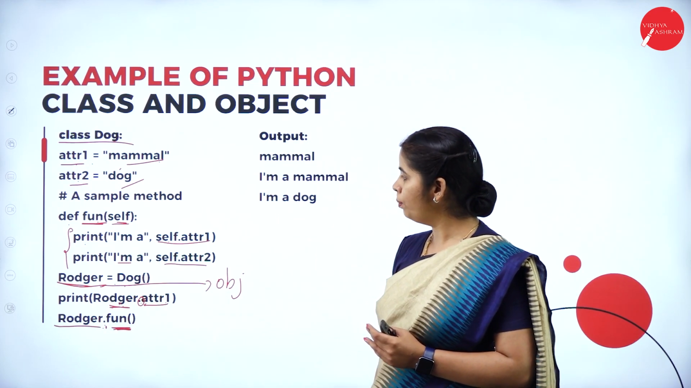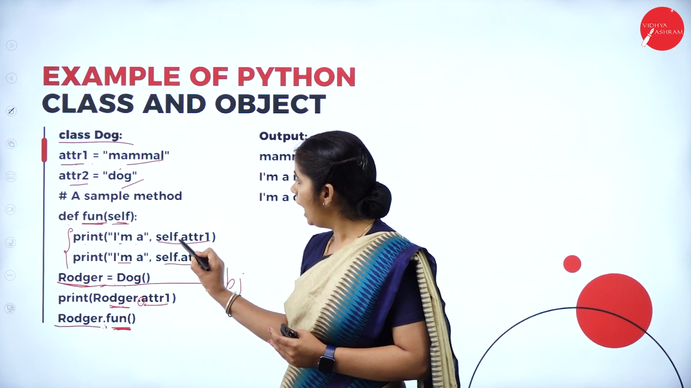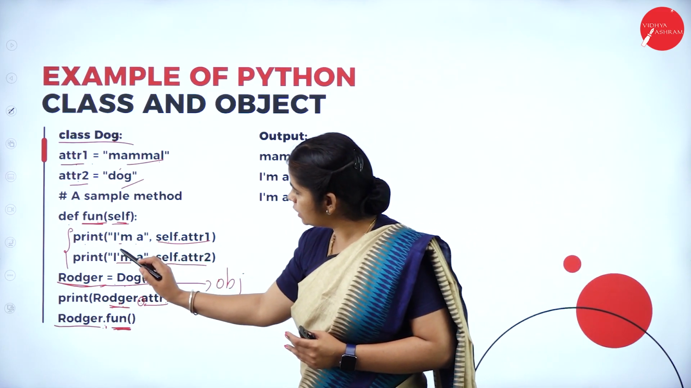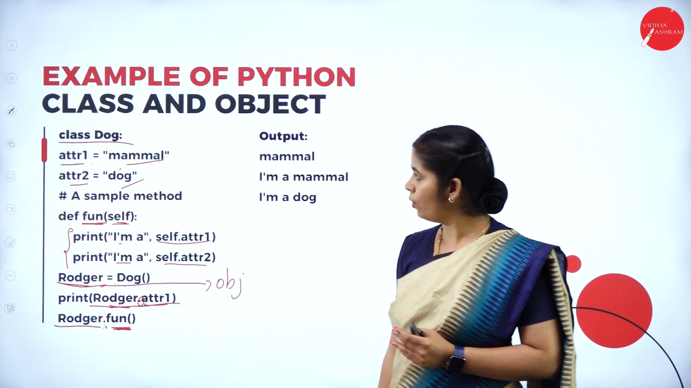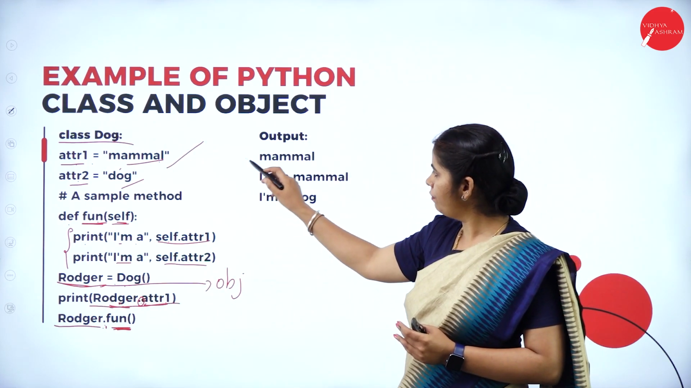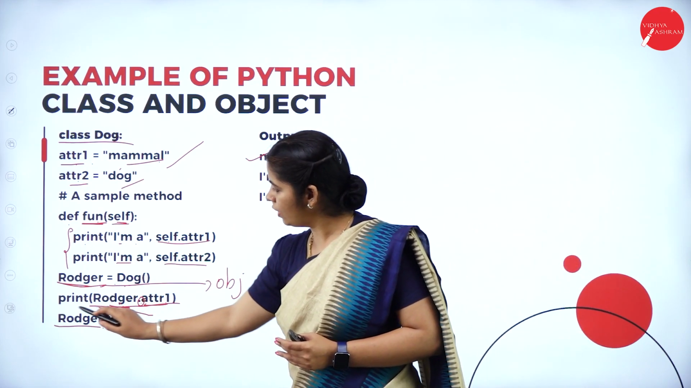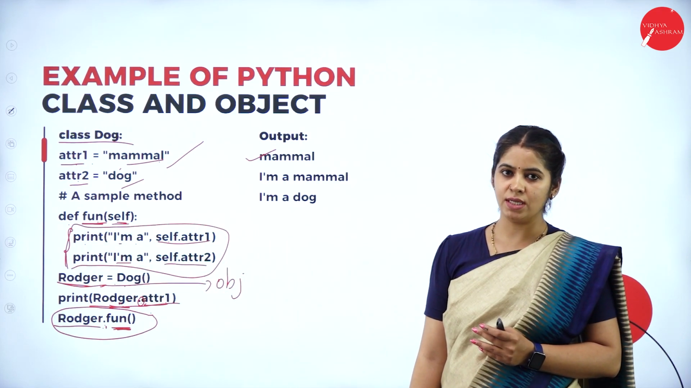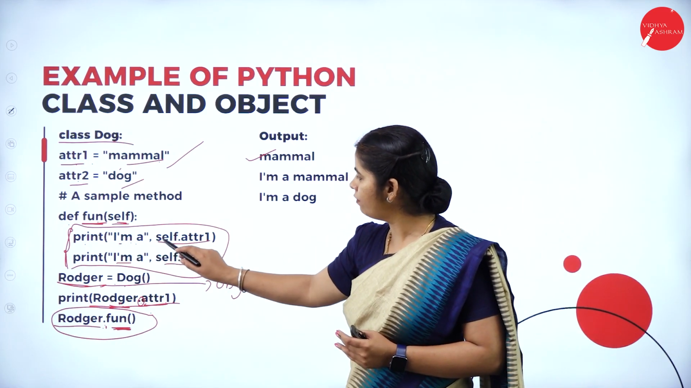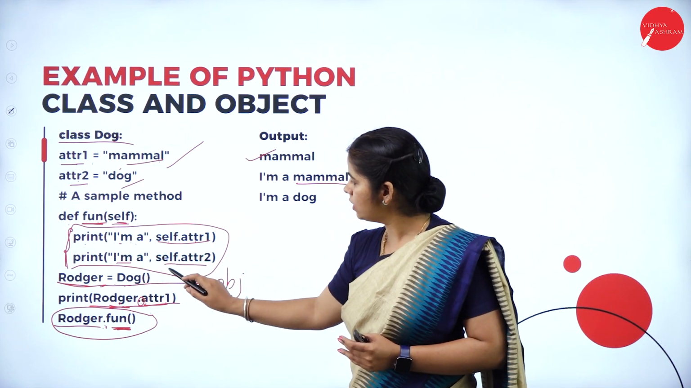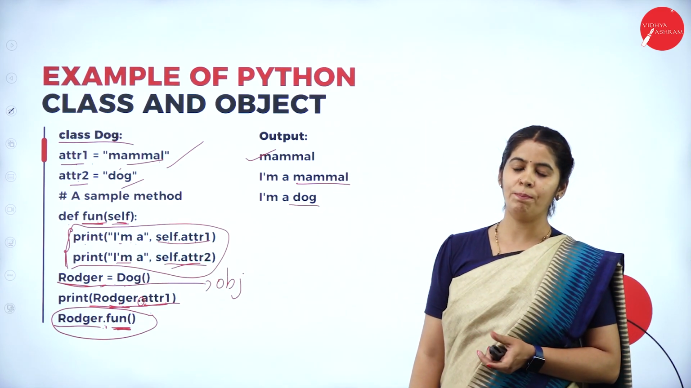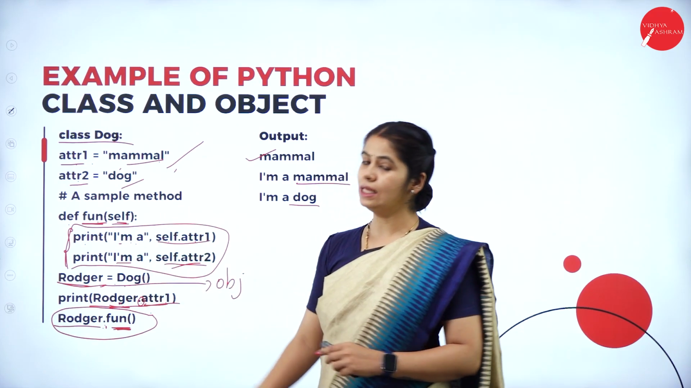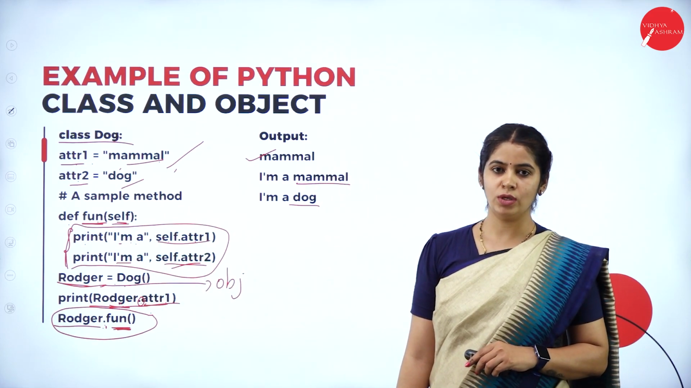So what will it give as the output? The output will be: I am a mammal and I am a dog. In the first print statement, Roger dot attribute will give mammal. In the second, when we are calling the function, it will call this function and print whatever print statement is in that function: I am self dot attribute 1, which is mammal, and I am self dot attribute 2, which is dog. That will be printed as output. So this is how we create a class object and access the attributes and the methods of the class using the objects.